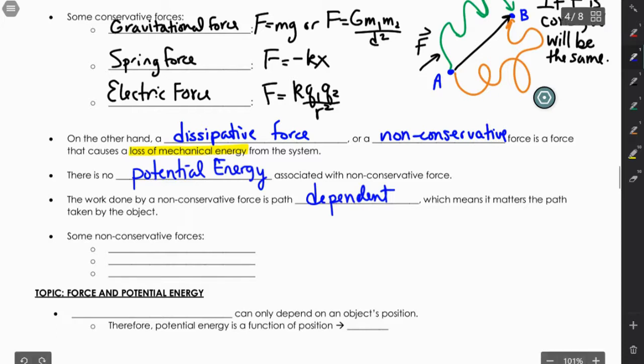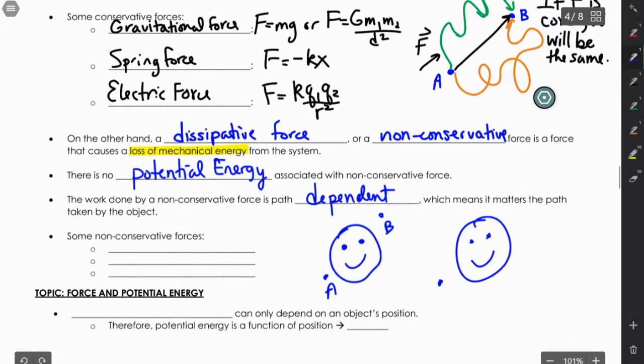So I saw a great picture. Let me do this. We have two smiley faces, and I have A and then I have B. Here's my second smiley face. The student is smiling because they're taking physics.